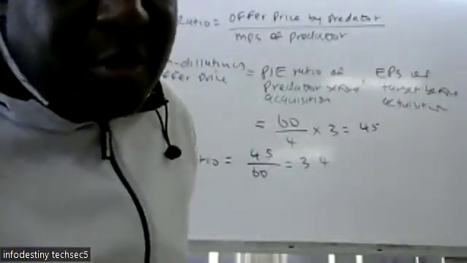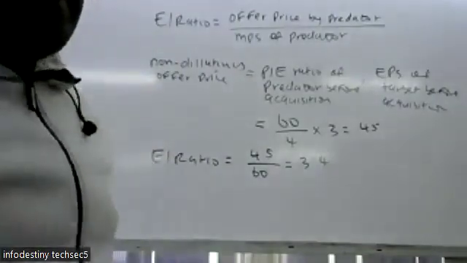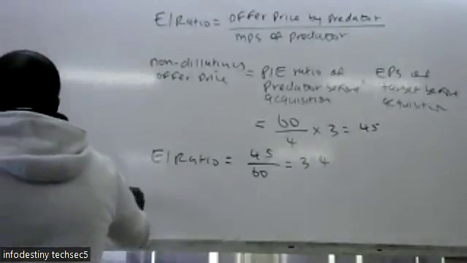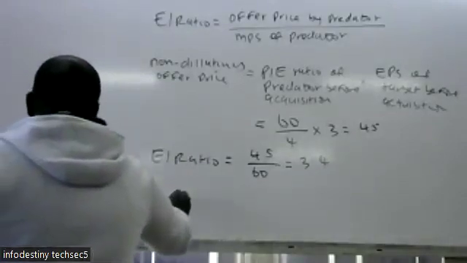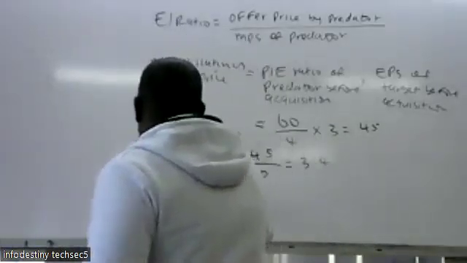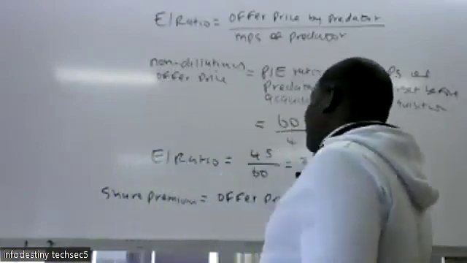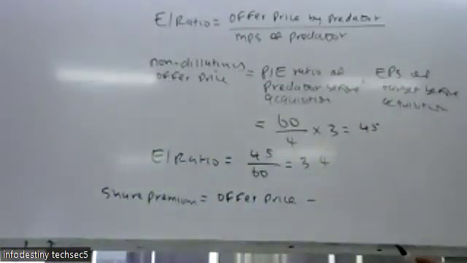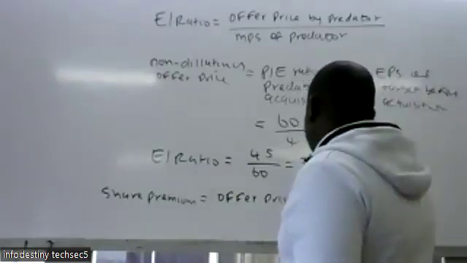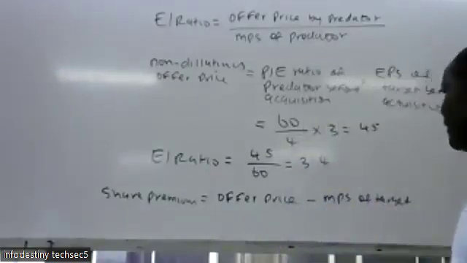So to calculate the share premium, it is supposed to be given by the offer price. From the offer price, we subtract the market price per share of the target.